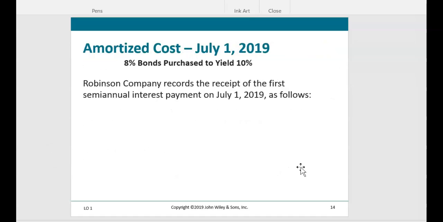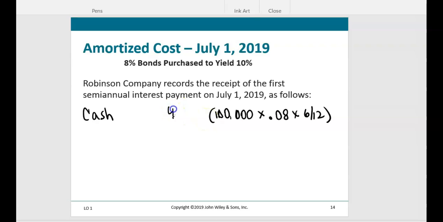Then, as time goes by, we reach an interest payment date. Robinson Company records the receipt of the first semi-annual interest payment on July 1st, 2019 as follows. Now, this is going to be very similar to when we recorded the payment of interest when a company issued bonds payable, but you're going to see a slight variation. So now this is the investor, the holder of the bond. They are actually receiving the cash at the first interest date. And how much cash are they going to get? The face value of the bonds, $100,000, times the stated interest rate on that bond, 8%. And it's semi-annual, so 6 out of 12. So this is 4% of 100,000, or 4,000.